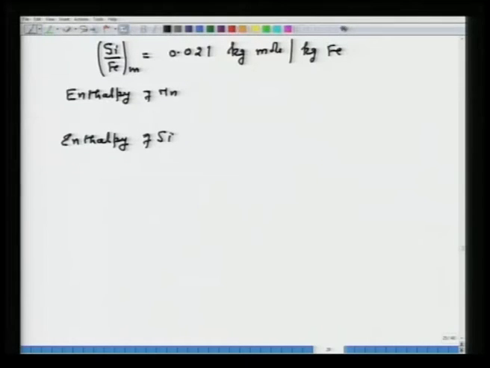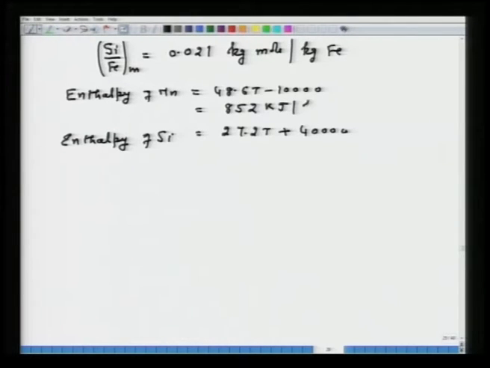On the liquid iron side, that is given by 48.6 T minus 10,000 kilojoule per kg mole, and silicon 27.2 T plus 40,000. So, for our case the enthalpy of manganese is 852 kilojoule per kg mole of iron, and in this particular case it is 1868 kilojoule per kg mole iron.